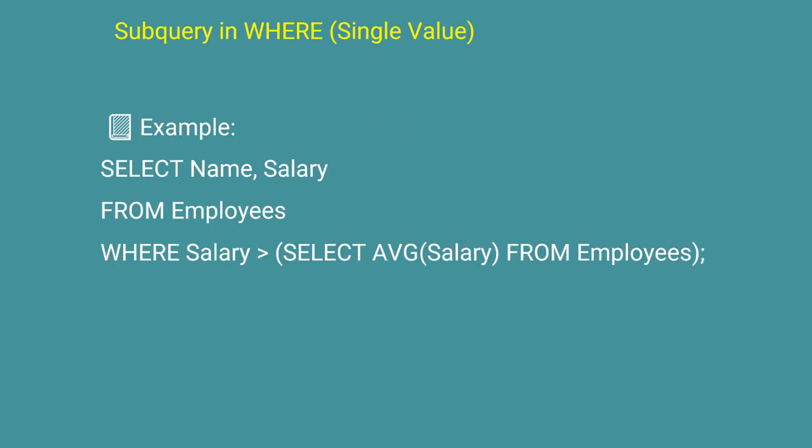Here is a subquery in where. We select employees whose salary is greater than the average salary. The subquery calculates the average and the outer query compares each employee's salary to it.